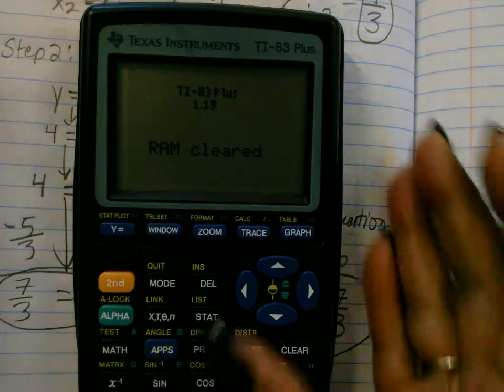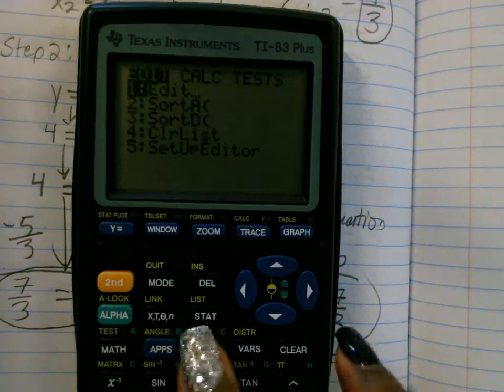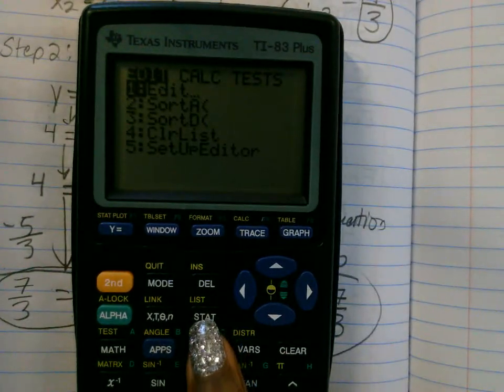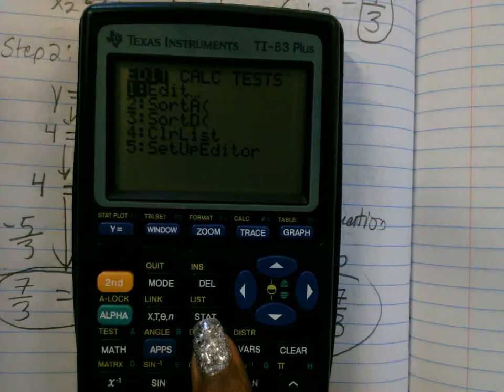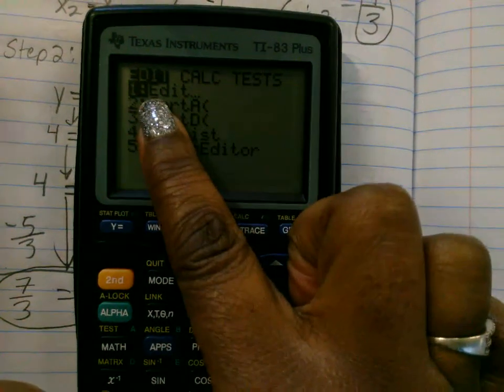All right, we're going to press the stat button. Stat is here. Hold it up so I can make sure that everyone has the stat button. Press stat, please. Your screen should look like this. Press the stat button, please. Thank you. Now press enter on edit.